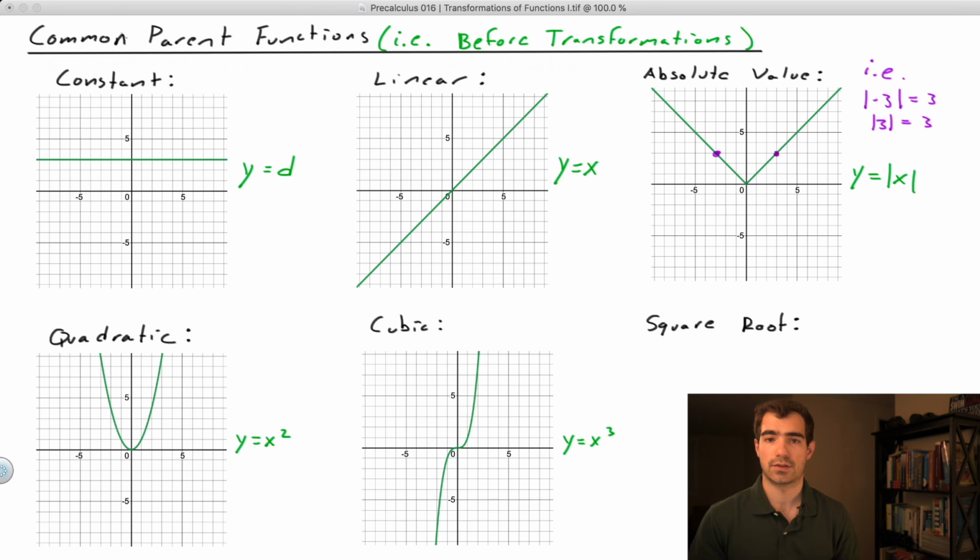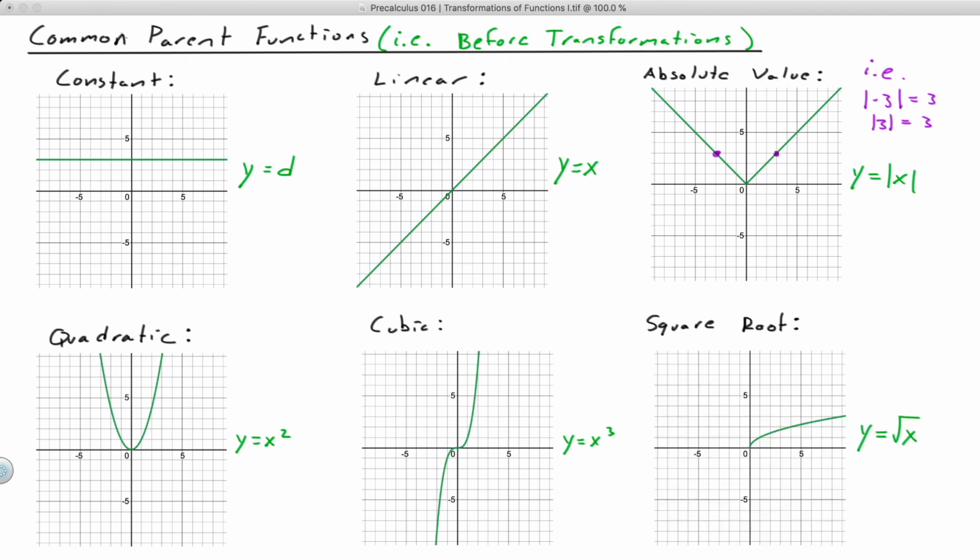And finally, another function that's going to be important for us to be familiar with is the square root function. This is another you may have seen from an algebra class, but it looks something like this when we're given the equation y is equal to square root of x. Now each of these, y is equal to d, y is equal to x, y is equal to absolute value of x, x squared, x cubed, square root of x, all of these equations represent that kind of base level function, the parent function of all these different cases, where we haven't added any parameters yet that would manipulate the shape or transform the shape of our function.